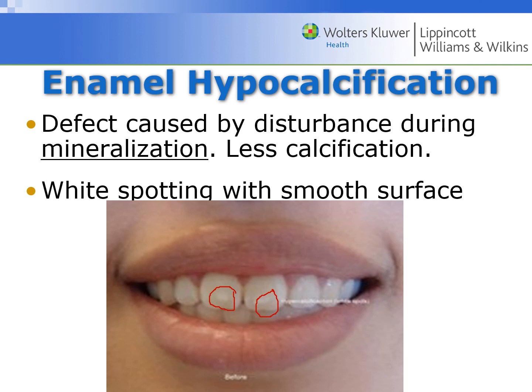It might be really, really tiny typed words, but it's a defect caused by disturbance during the mineralization or development, and there's less calcification, less than normal. It's white spotting, but it has a very smooth surface. If you put your explorer across there, it's not going to feel rough. The tooth enamel should be very smooth, and it'll just be smooth the whole way down. It just is a white spot underneath, and just in a few places.